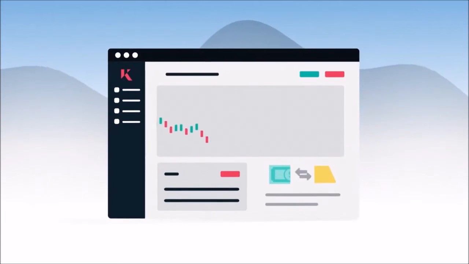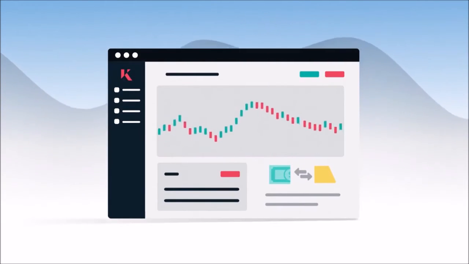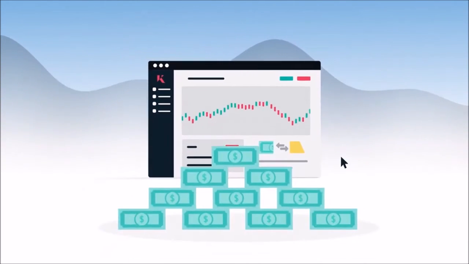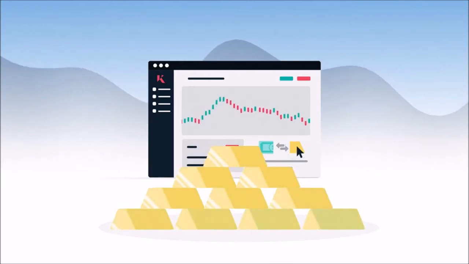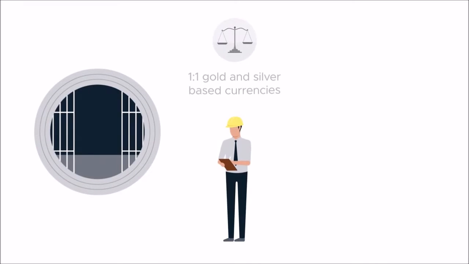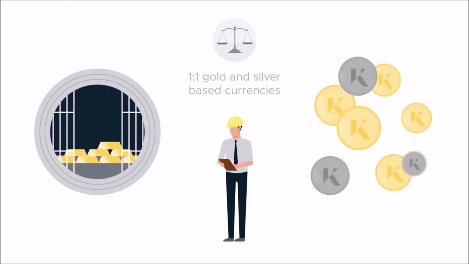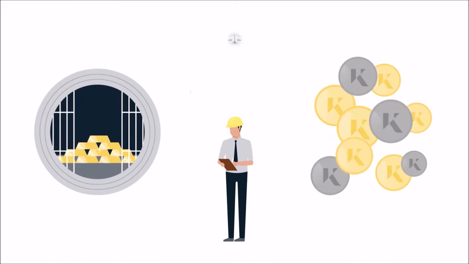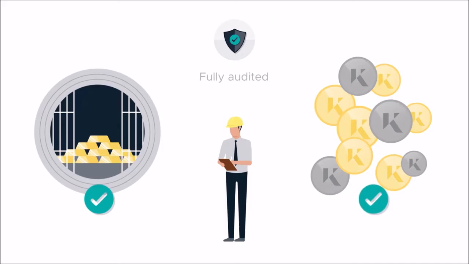The Kinesis exchange is also a part of the Kinesis Money payment platform and serves as a quick and easy way to convert your paper into digital gold and silver. All the gold and silver that backs the Kinesis currencies one-to-one are fully audited by a third-party auditor inspectorate. They ensure there's exactly the amount of metal in the vaults as has been created in the Kinesis Mint.